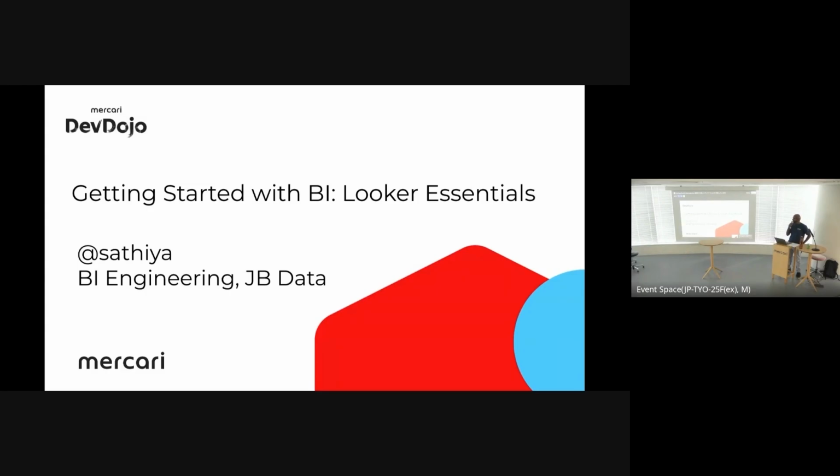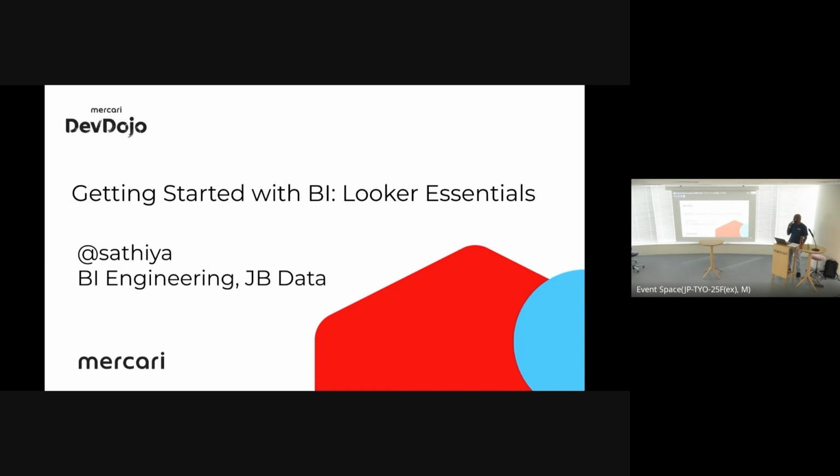So today we'll be learning more things about BI, basic concepts about what BI is and what it can do beyond just making fancy dashboards. And we will also learn a little bit about Looker. And the hands-on session is focused on Looker.